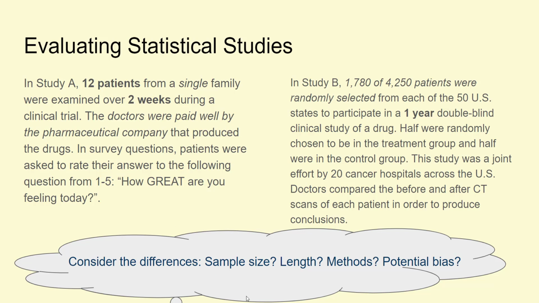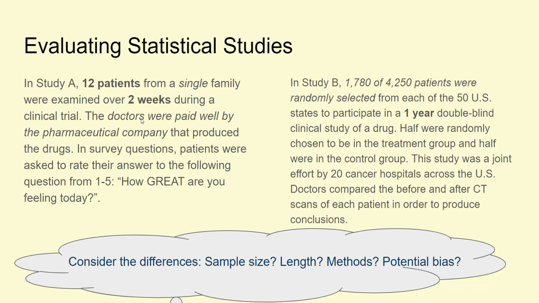So after you've given yourself some time to read through those, I want to point out a few differences between Study A and Study B. In Study A, 12 patients were used from a single family, whereas in Study B, we had thousands of participants. 1,780 of those were randomly selected from that group. Study A was from a single family, so perhaps common family members could have similar results, whereas on the right, the participants were selected from each of the 50 U.S. states. So this perhaps is more representative of the population of the United States.